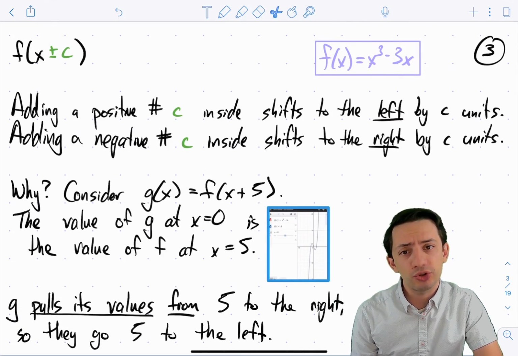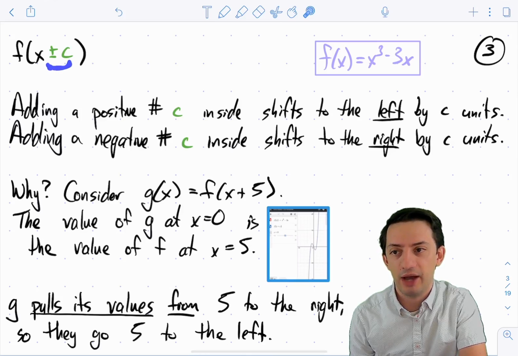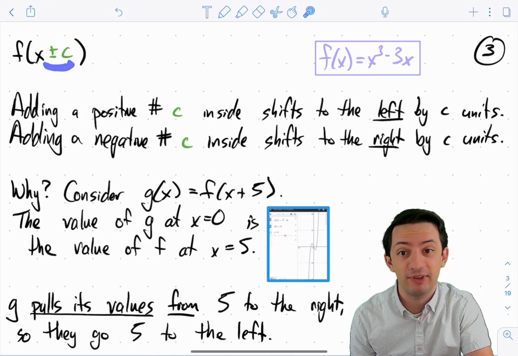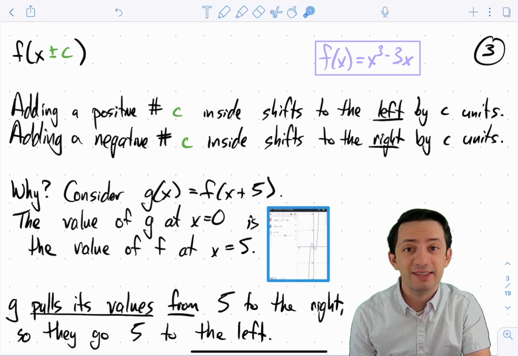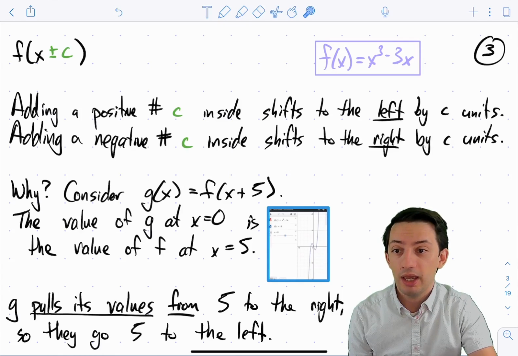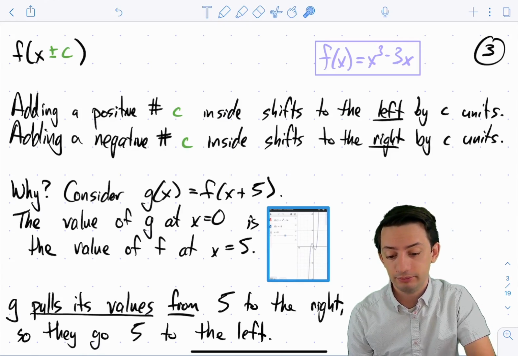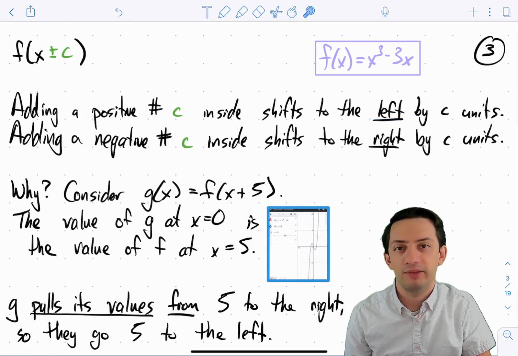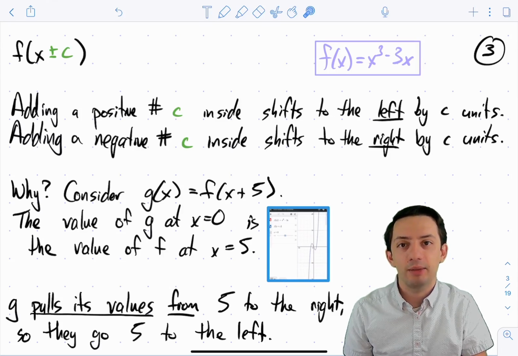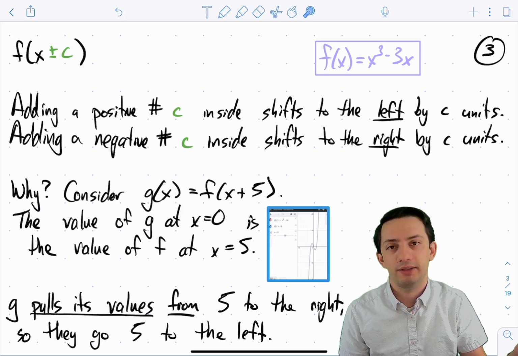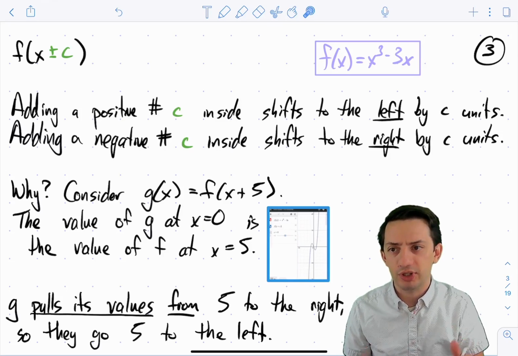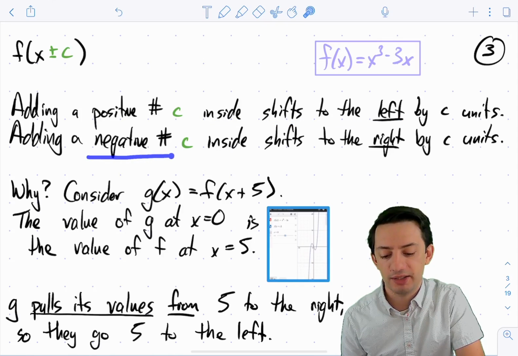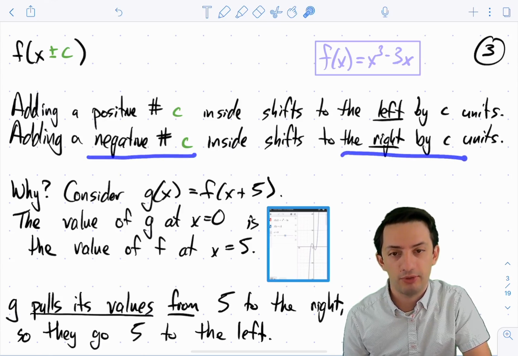Okay, so that's probably the easiest one of the four. Next up is, well, this looks almost the same, but the difference here is that instead of adding a c on the outside of the function, that's like adding or subtracting it to the y value, here we're adding or subtracting it to the x value inside. Now what I'm going to say sounds a little bit backwards, but it's actually correct. If I add a positive number c inside, it shifts it to the left by c units. So we have some kind of natural inclination that adding a positive number means either going up or going to the right. But here we get a little bit of a reverse effect. Adding c moves it to the left. If I subtract a positive number or add a negative number, that shifts it to the right.